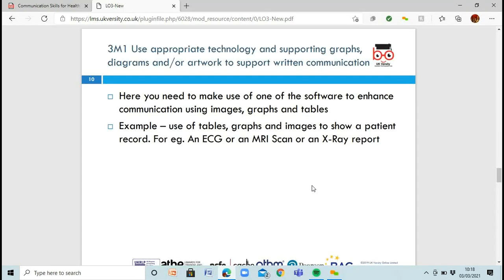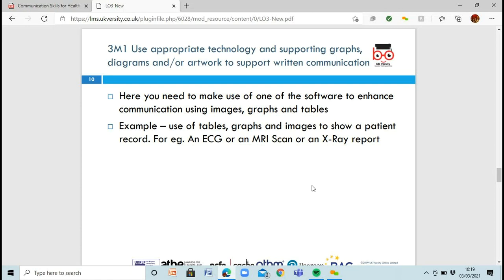3M1 is use appropriate technology and supporting graphs, diagrams, and or artwork to support written communication. Now, on this section, what you're going to do is you're going to look at different types of softwares and communications and things that actually you use. So when I set the assignment tomorrow, what you'll notice is that there'll be a part of it which will be a PowerPoint. That will actually support your responses for the merit question.